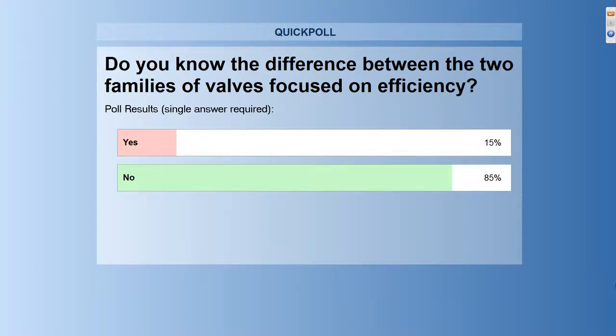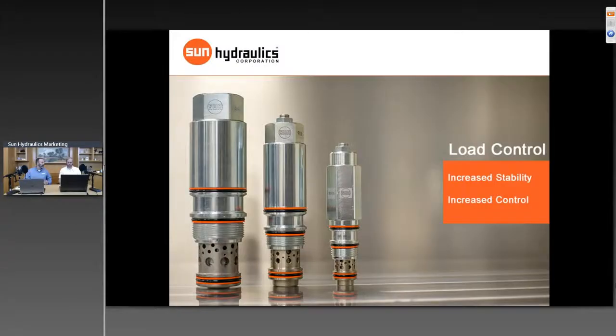And as we can see from the screen right now, the answer is no. A lot of people just do not understand the difference between those two families of valves that are focused on efficiency. So Kevin, we have a tall order in front of us. We have to try and explain the difference between those. Are you game? Let's do it. Okay, so what's the first family of valves that we want to talk about today focused on efficiency?